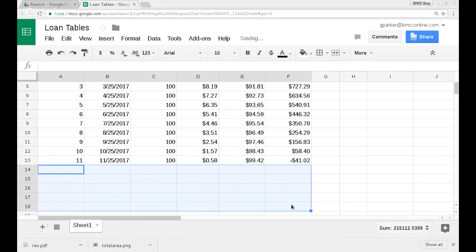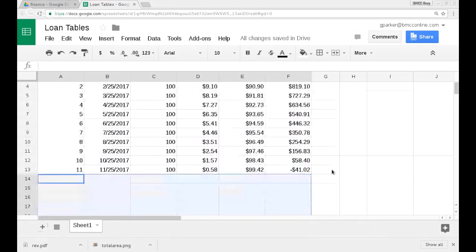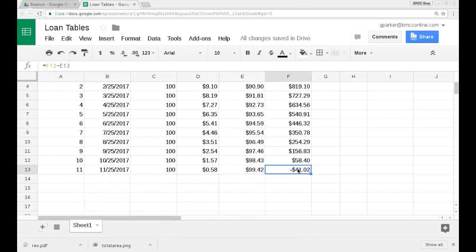So we could guess I can afford $100 a month. If that's going to be the case, it's going to take me 11 months to pay this off. And my last payment's going to be a little bit less than $100. How much less? Well, $41.02 less.